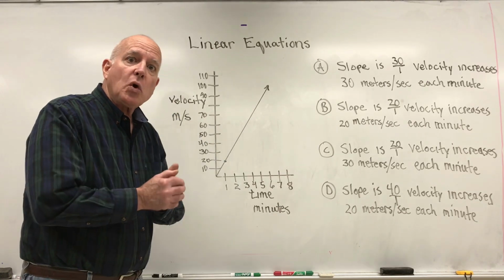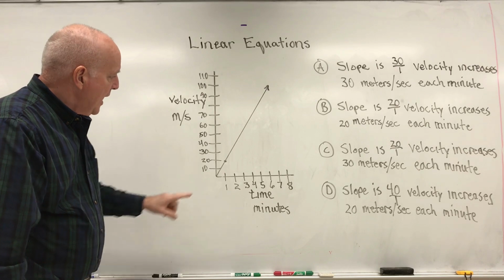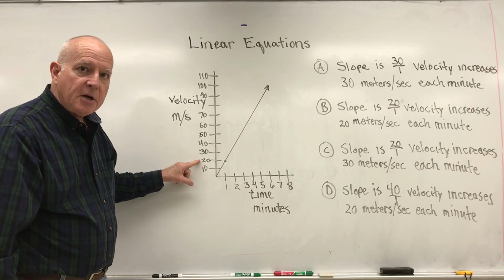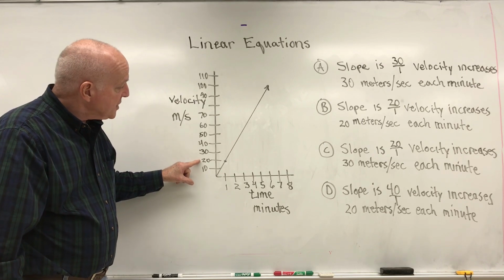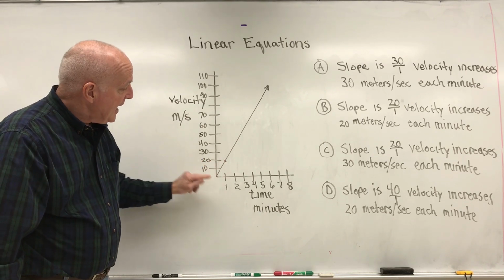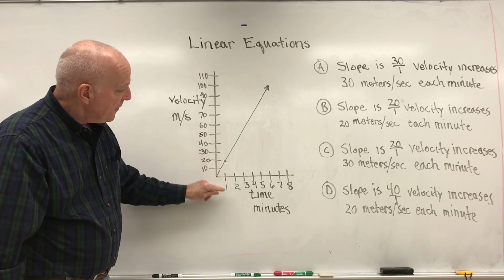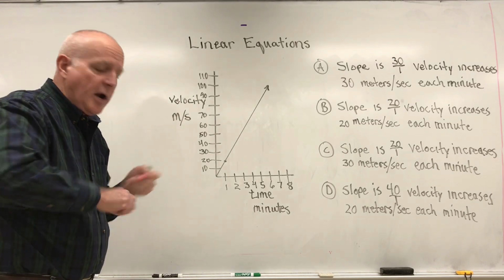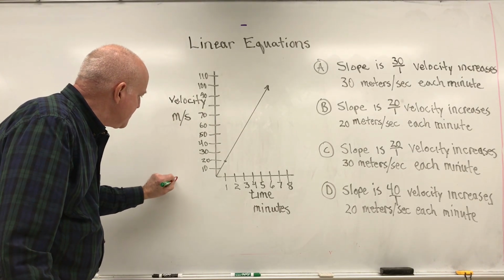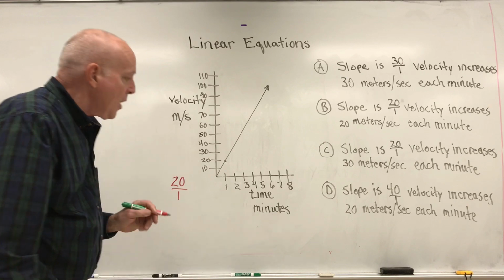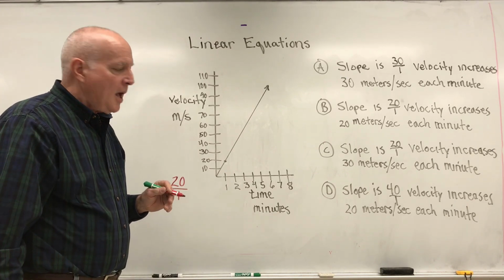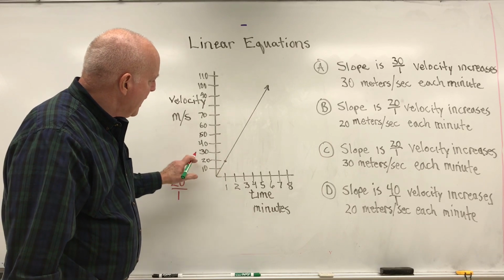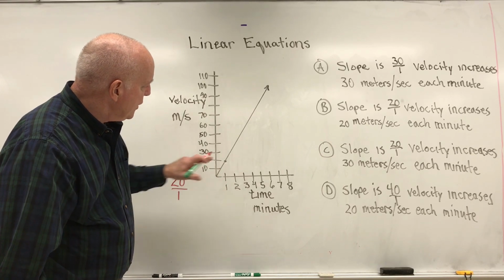So let's start off looking at the slope of this line. At the end of the first minute, our velocity is 20 meters per second. So we can say that the slope of this line is 20 meters per second for every minute, or 20 over 1. So let's write that down. And I want you to use scratch paper when you're taking the test. It makes it easier to keep track of what you're doing. So the slope is 20 to 1. And this means that each minute that goes by, the velocity is going to increase by 20 meters per second.